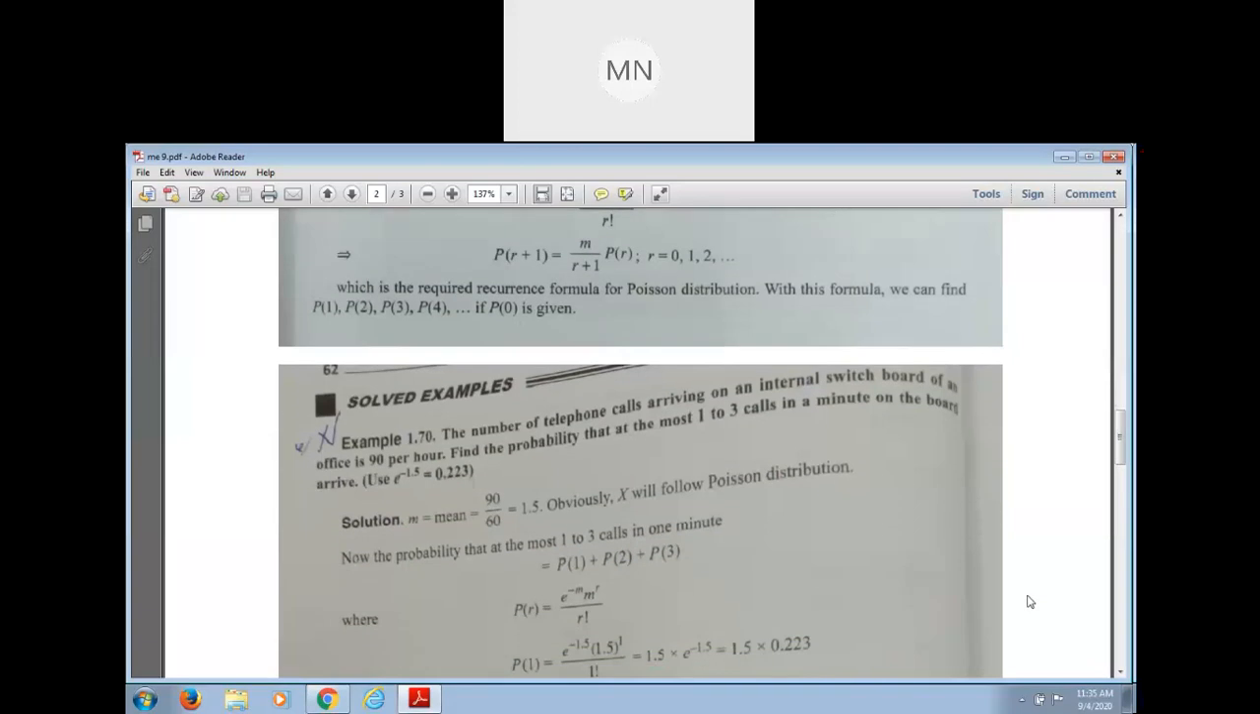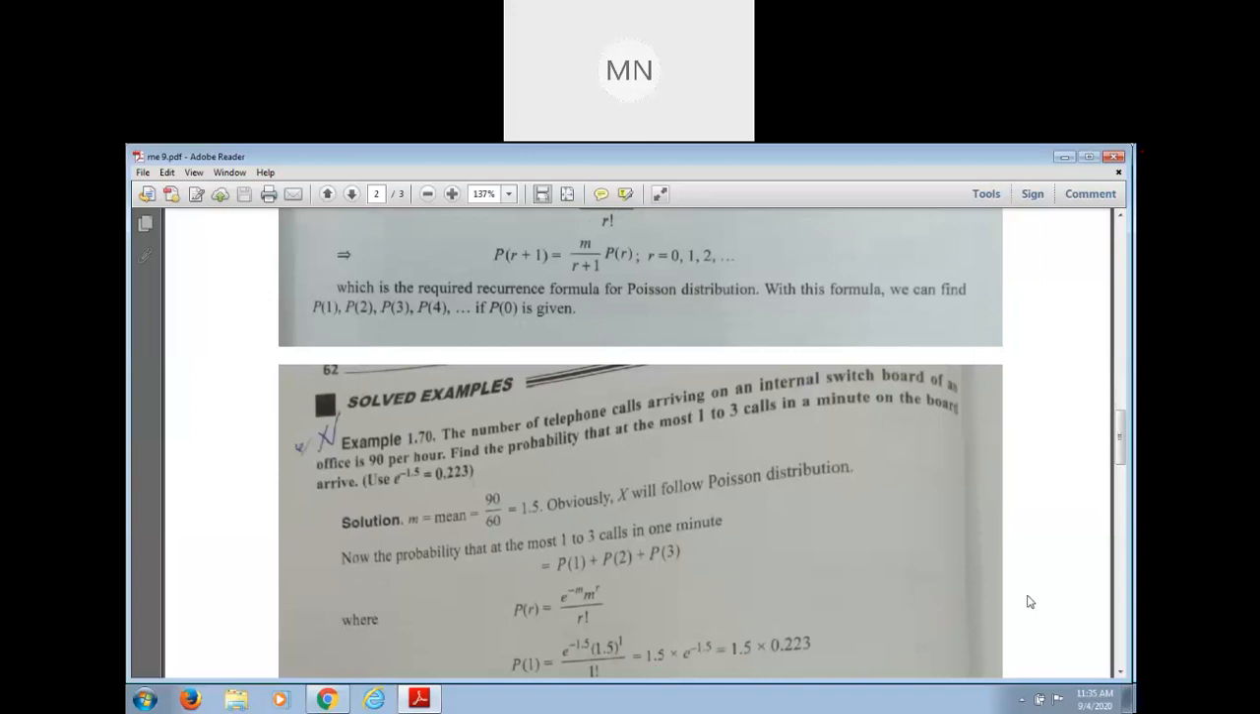Take the first problem like this. The number of telephone calls arriving on an internet switchboard of an office is 90 per hour. Find the probability that at most 1 to 3 calls arrive in a minute on the board. Here, the value of e to the power minus 1.5 is given.